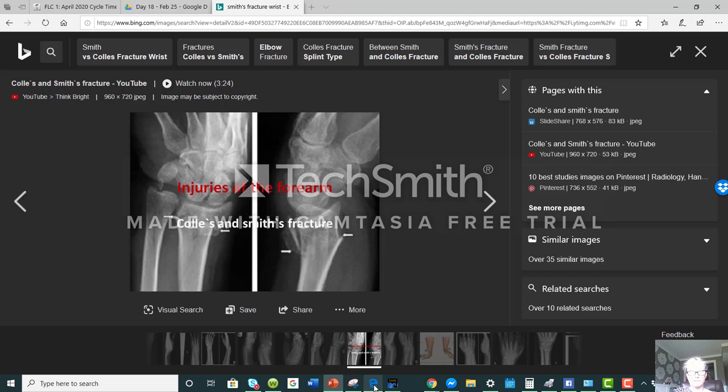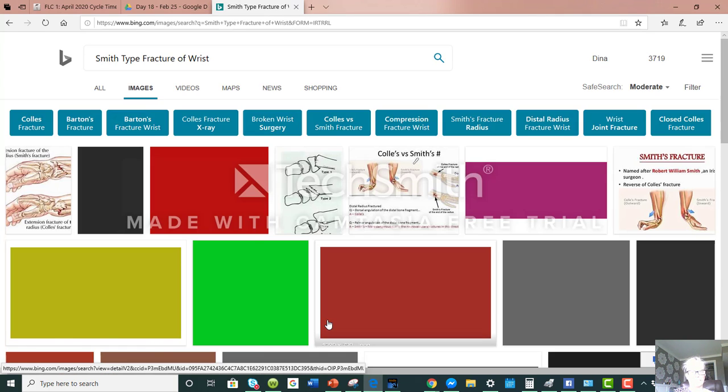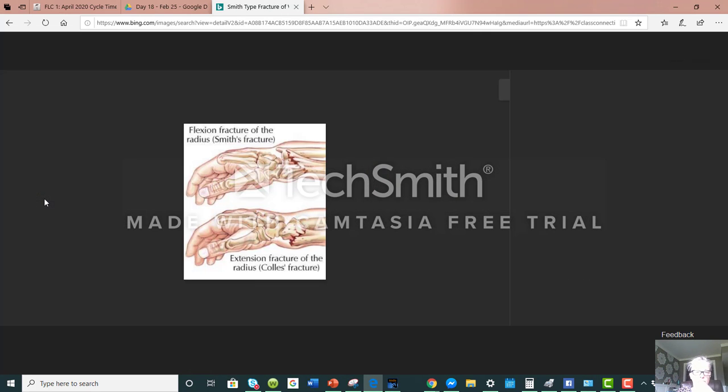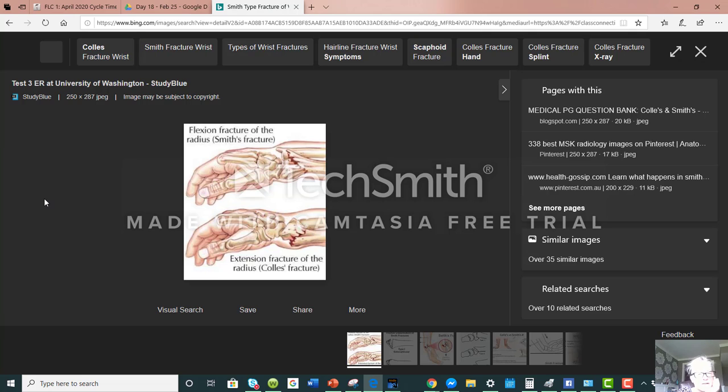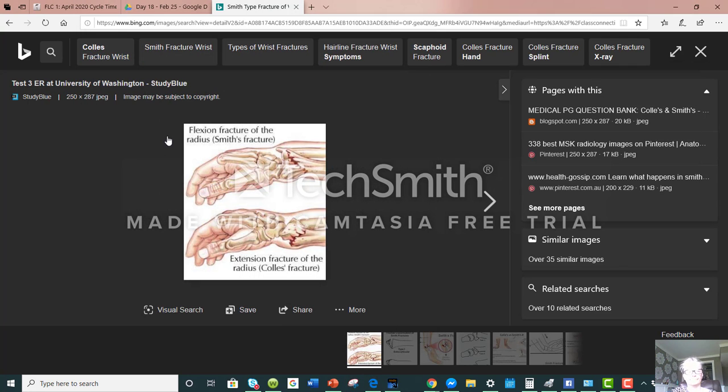Alright, one more. Let's see what else we can find before we move on. What's this say? A flexion fracture of the radius, extension fracture of the radius. My book didn't tell me that.